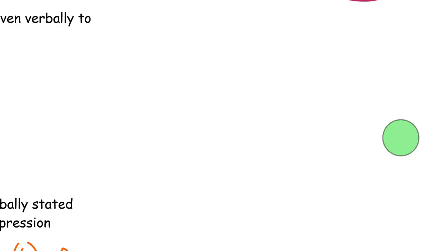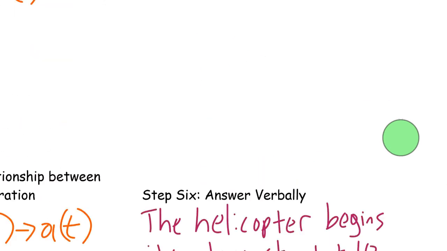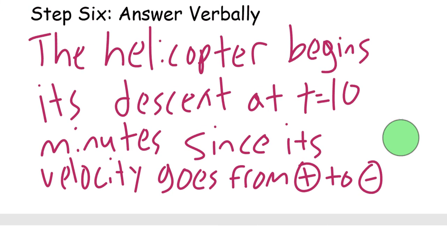Just to say that be careful when you're writing an answer and giving a reason why something is true, and in this case it's because the velocity goes from positive to negative at t equals 10, meaning the velocity is equal to 0.